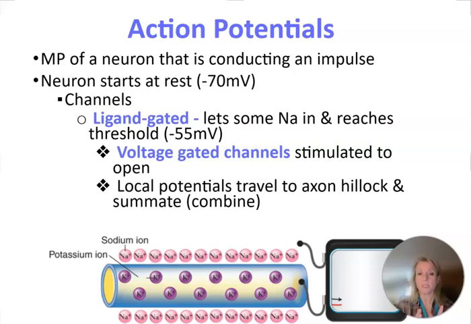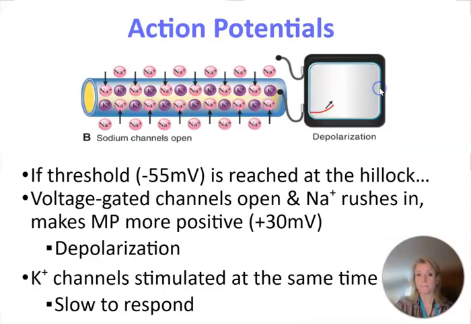All of these local potentials are going to travel from our dendrites through the cell body and then down to the place where the axon sprouts off the cell body of the neuron. It's a place called the axon hillock. Once all of these little local potentials go there, they're going to add together and combine.